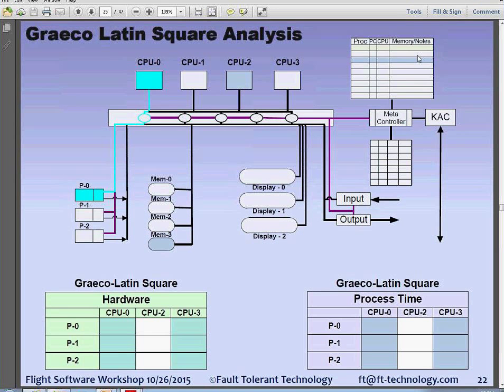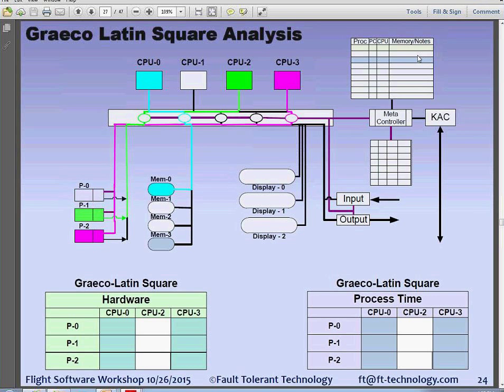So the first thing that happens is we're going to assign the blue process to CPU 0, and we're going to pair it with P0. Then we're going to take the green process, assign it to CPU 2, and pair it with P1. And then we're going to take the pink process, it should be a diamond color, to CPU 3 and P2.